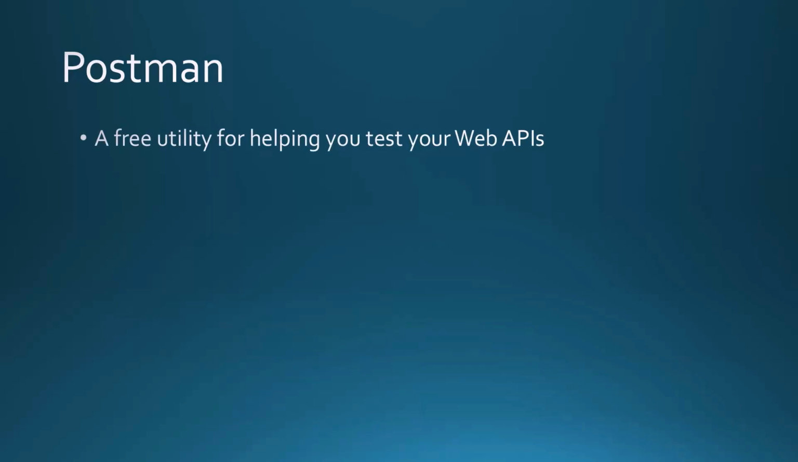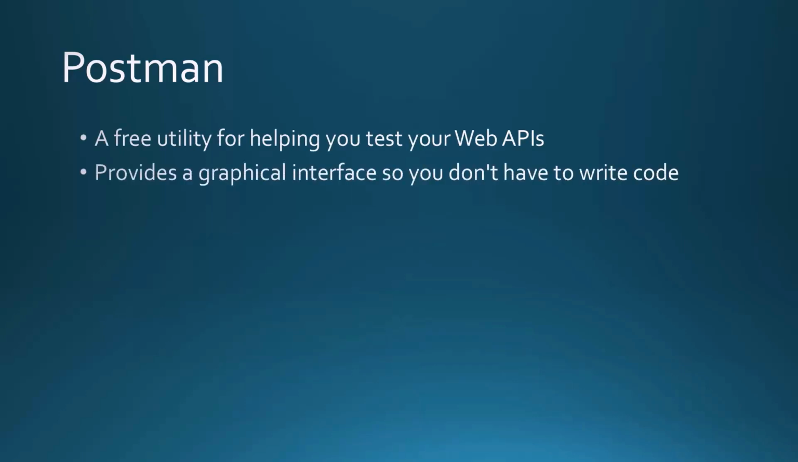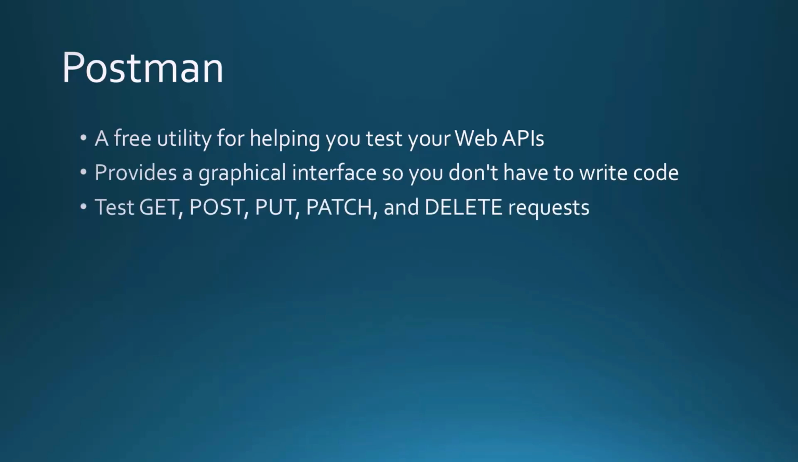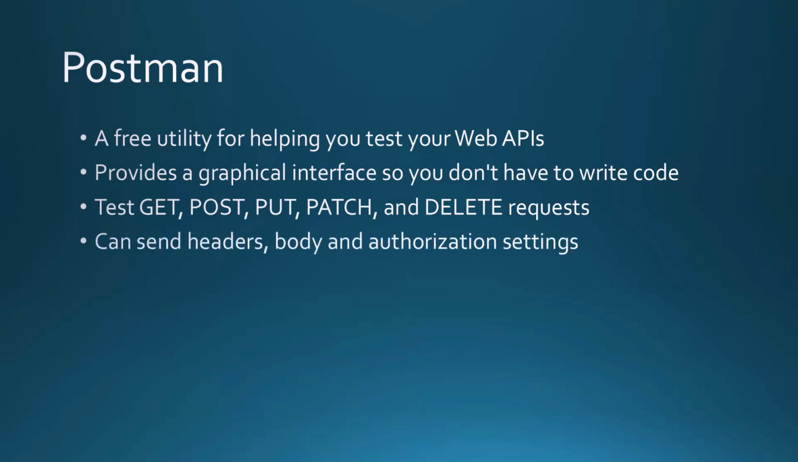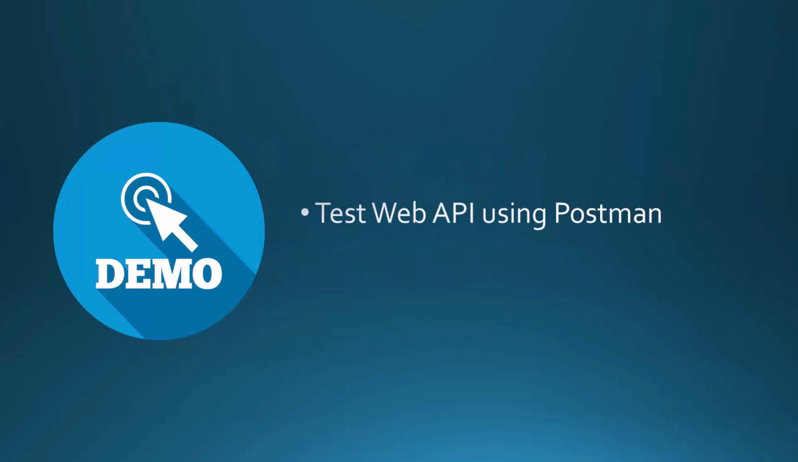Now, another way, instead of using the browser to test your web API calls, you can use a tool like Postman. Now, Postman is a free utility. There's a paid version as well that'll help you test your web APIs, provides a nice graphical interface. So you don't have to write any code or just see the stuff through the browser. And it allows you to test the gets, posts, puts, patches, and delete requests. You can send headers, body, and authorization settings, and you can download it for free at www.postman.com.